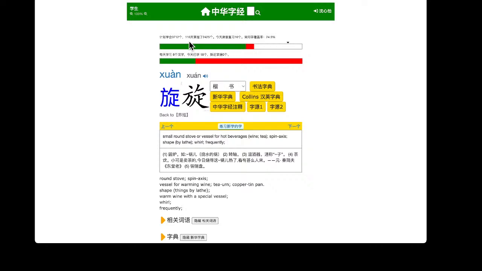旋 also refers to a spin axis, like an axis of rotation, or shaping something with a lathe, like when you put it on the lathe and it rotates, and then you can carve it or cut it or whatever. Whirl, or frequently.